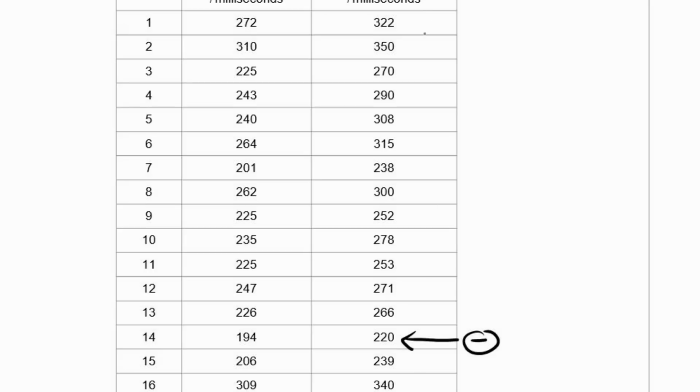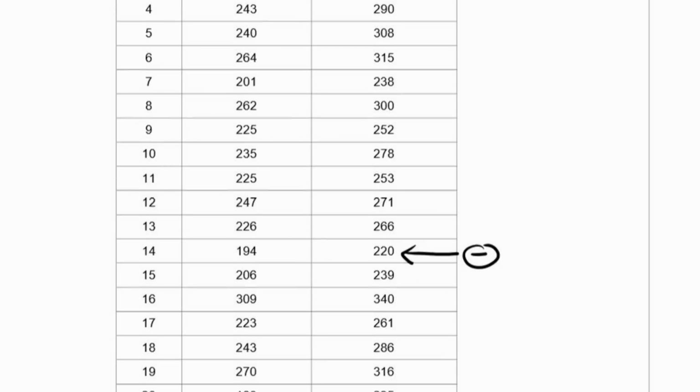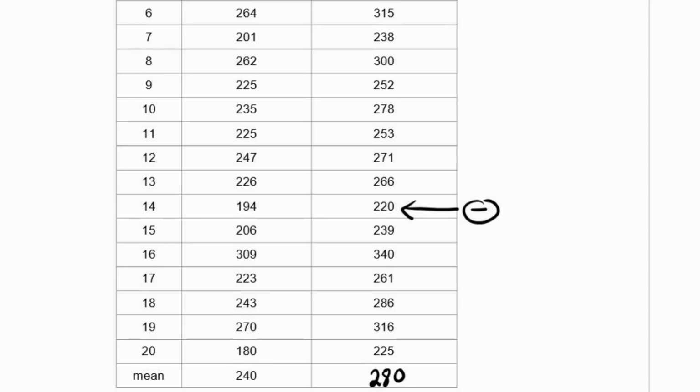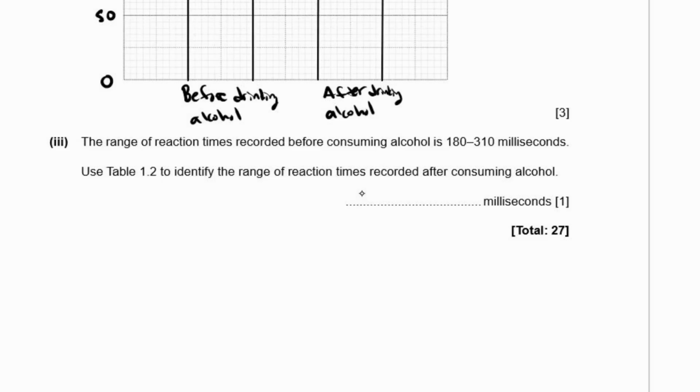And 350 is the largest number. Okay, the other results are down here, and those are the 2 numbers. So it's 220 and 350. That's the range. That's all you're looking for, the largest number and the smallest number. So the range is 220 to 350, and it even has milliseconds already written down for you, so you don't have to worry about that.